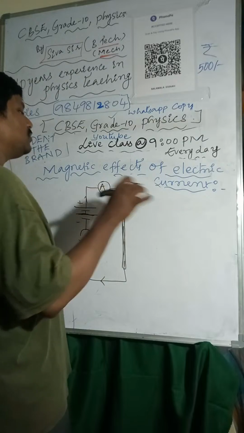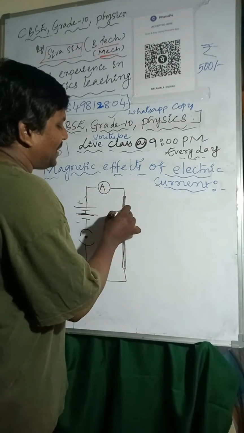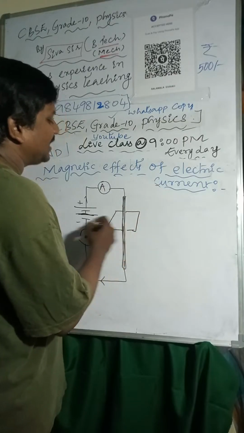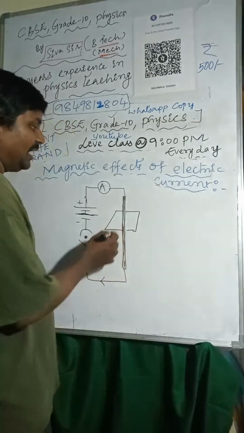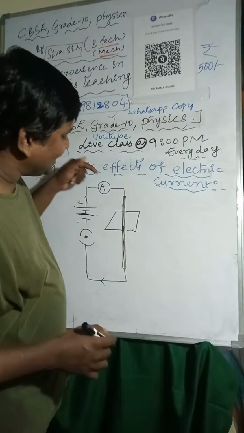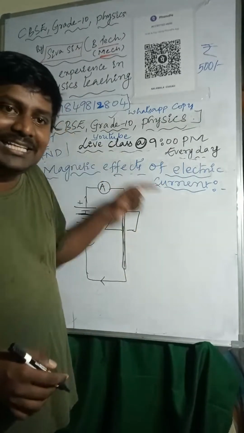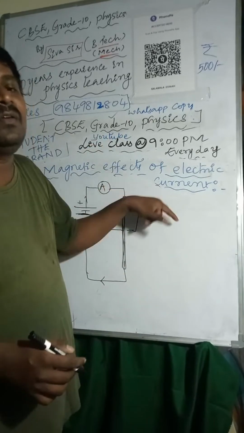We can use the compass to identify the direction of the magnetic field. Normally, if current is passing through a straight conductor, a magnetic field will be produced around the conductor.